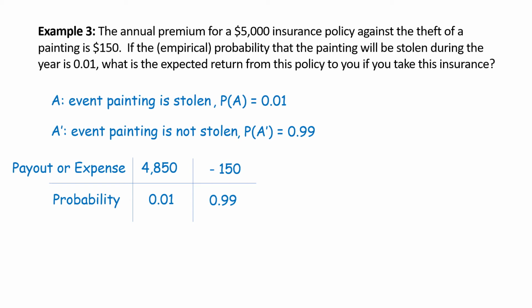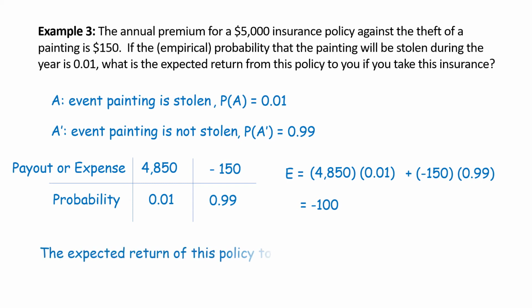Let's construct the expected value. That's going to be the payout times the likelihood, so $4,850 times 0.01, and we'll add that to your premium payment, which is $150 that you pay, and the likelihood that it will not be stolen is 0.99. Compute this using your calculator, and you get that the expected value is negative 100. How do we interpret this? We interpret it this way. The expected return of this policy to you is a $100 expense.